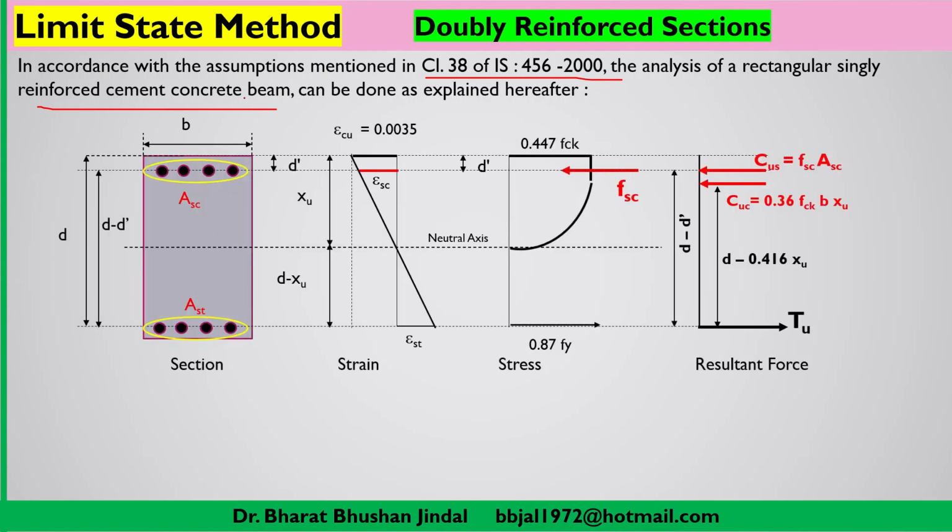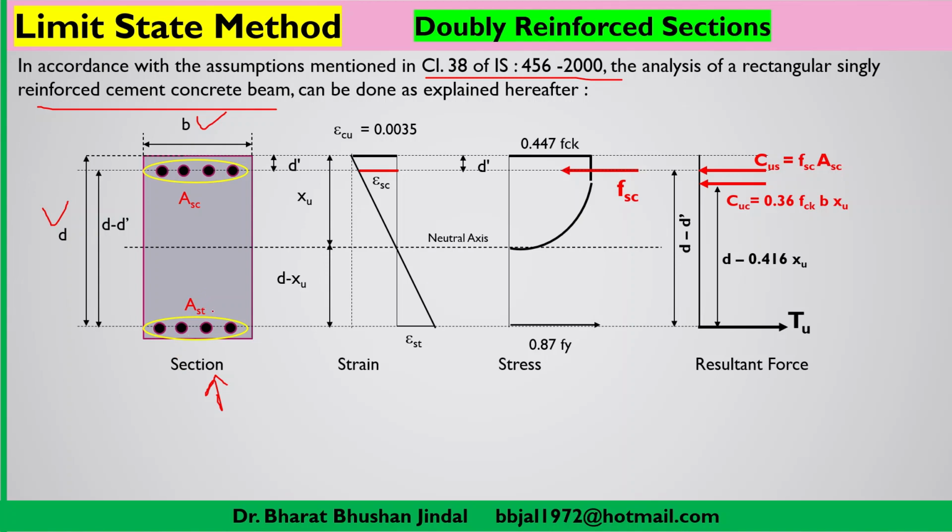Now here we have to understand this diagram more carefully. First of all, we will be going through the sectional diagram. Here in this sectional diagram, this is a rectangular RCC beam having width B as well as effective depth D. So effective depth we are taking from the outermost compression fiber to the center line of the reinforcement in the tension zone.